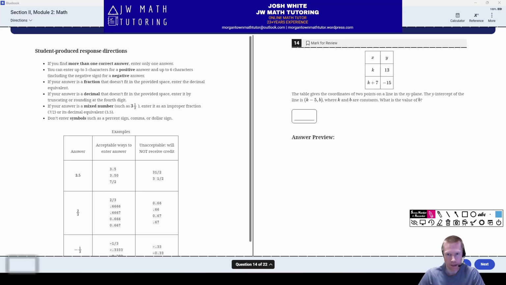But the key is they tell you that the y-intercept is k minus 5 comma b, so you have to know that therefore k minus 5 equals 0, because the y-intercept always has an x-coordinate of 0. So if we just add 5, we get k equals 5. Now you can just go do a linear regression on the points 5, 13, and then 12, negative 15.